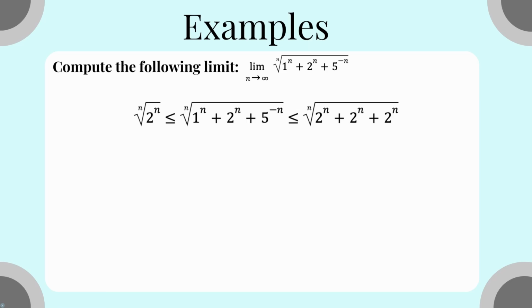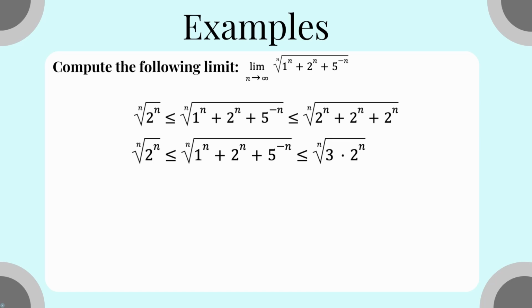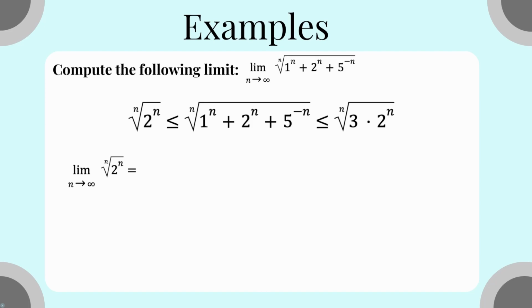Then we have to find the bigger or equal sequence. We can find it by taking the biggest element and replacing the others with it. And it is equal to the nth root of 3 multiplied by 2 to n. The next step is calculating the limits, so we start with the limit of the smaller sequence.